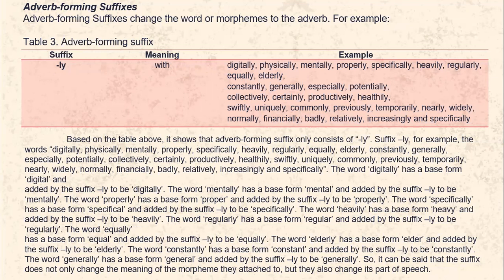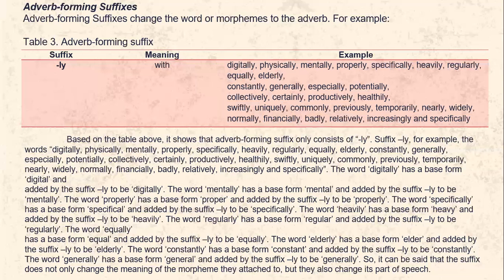The word specifically has the base form specific and is added by the suffix -ly to be specifically. The word heavily has the base form heavy and is added by the suffix -ly to be heavily. The word regularly has the base form regular and is added by the suffix -ly to be regularly. And the word equally has the base form equal and is added by the suffix -ly to be equally.